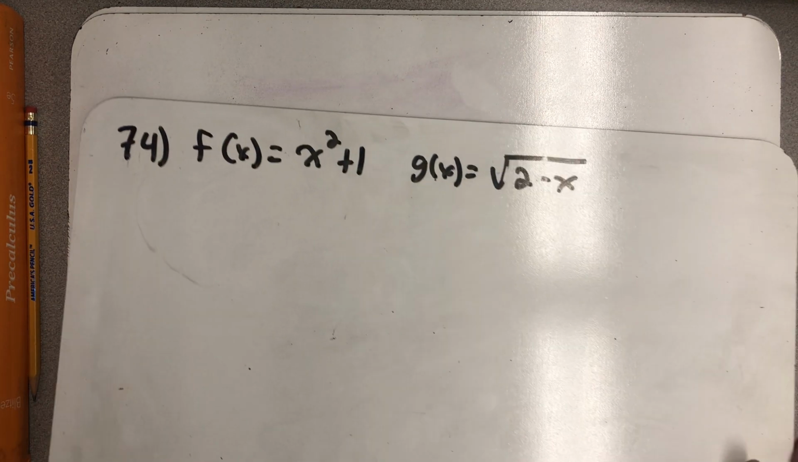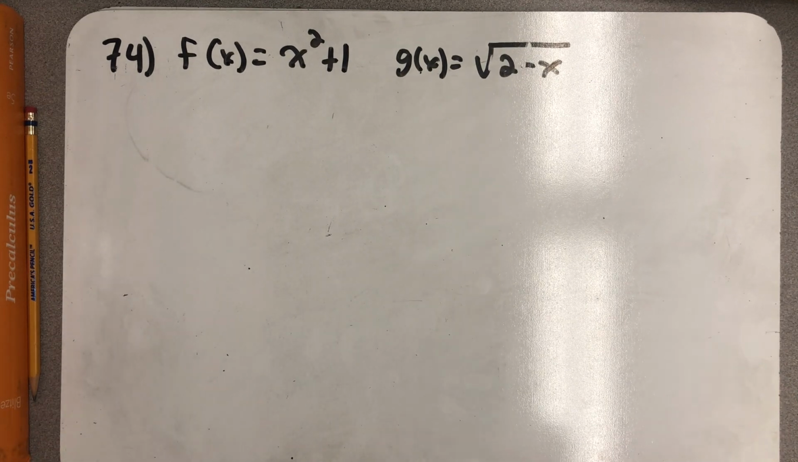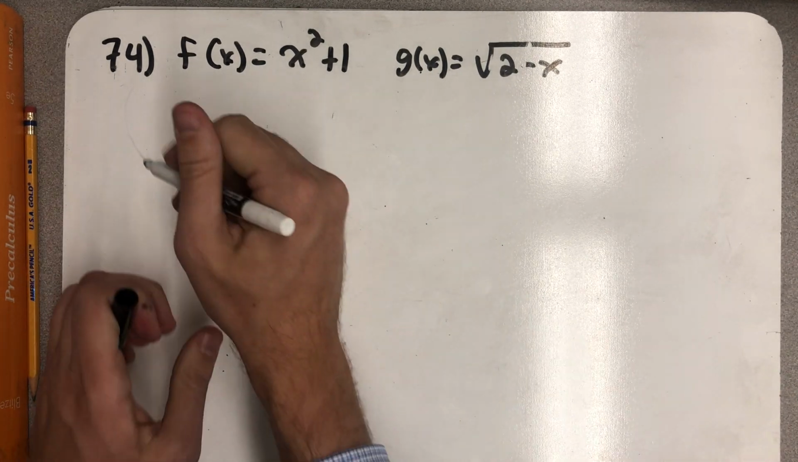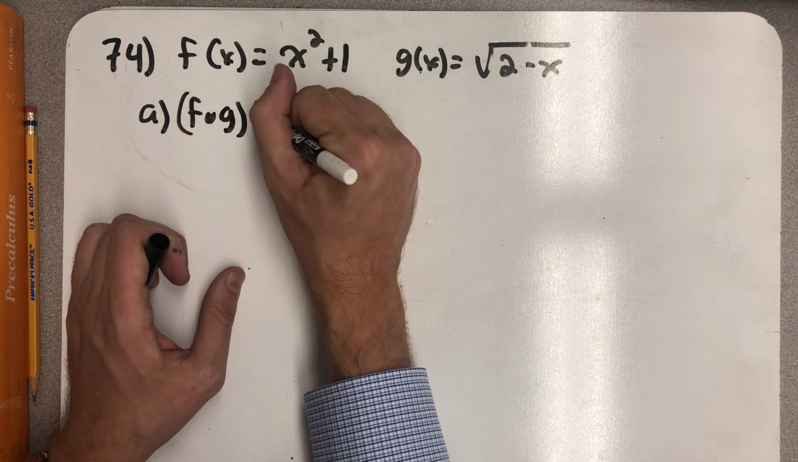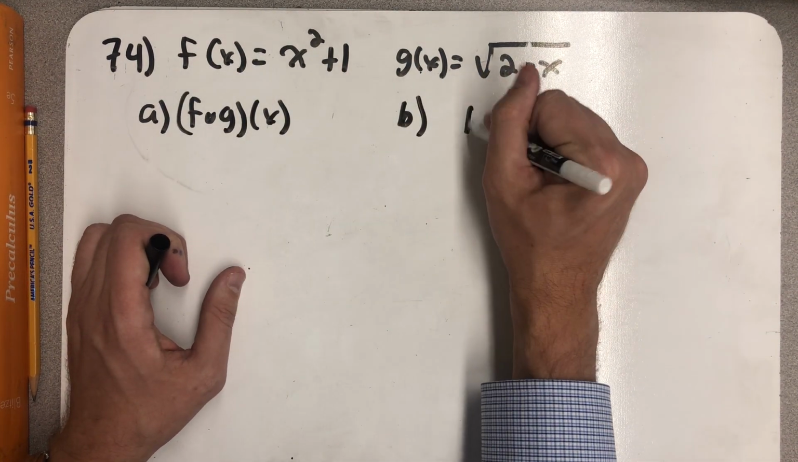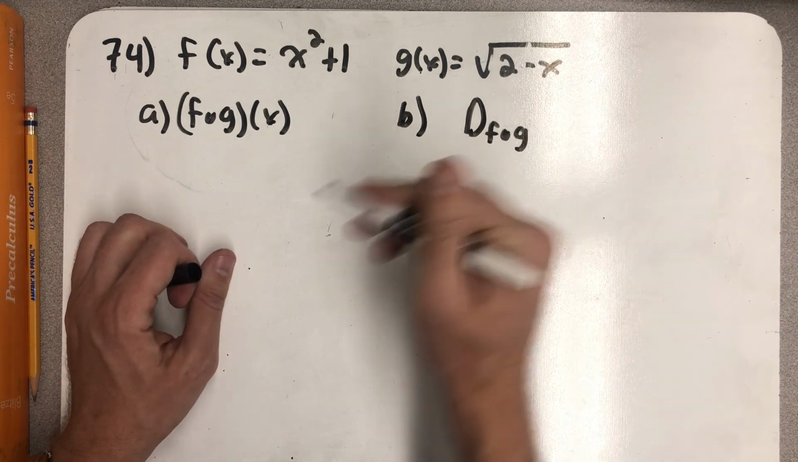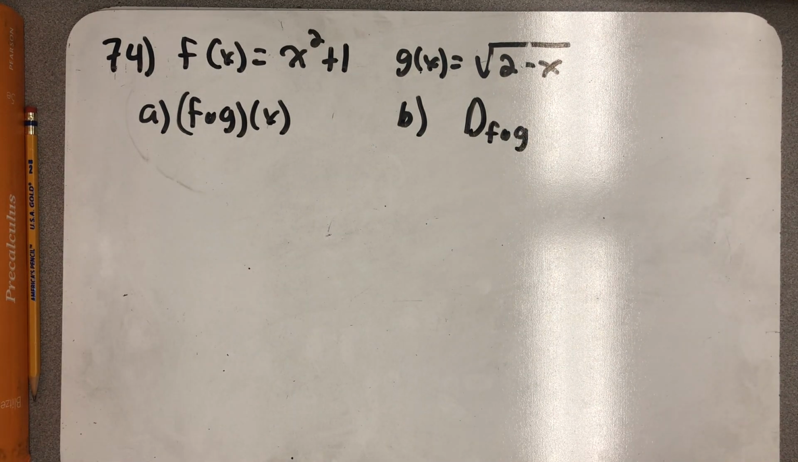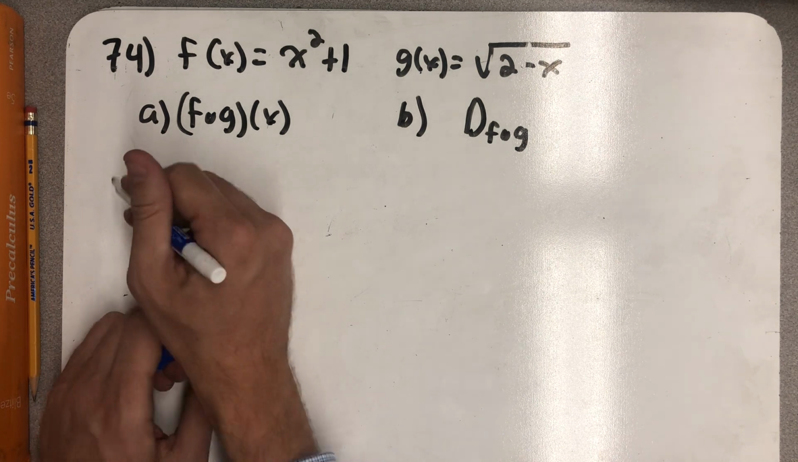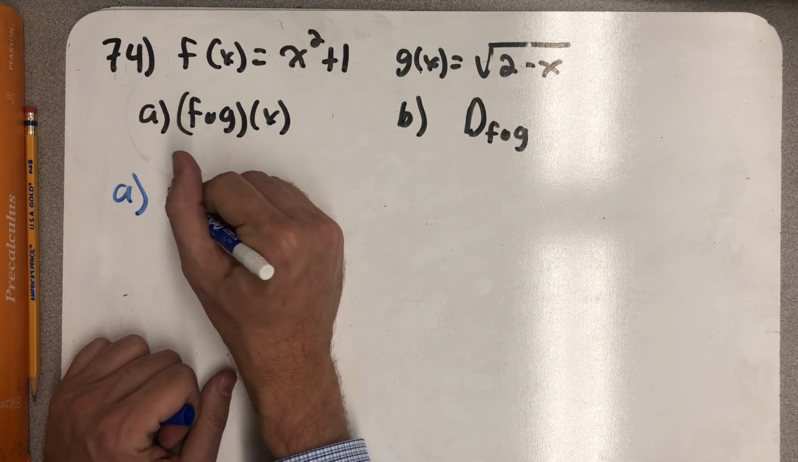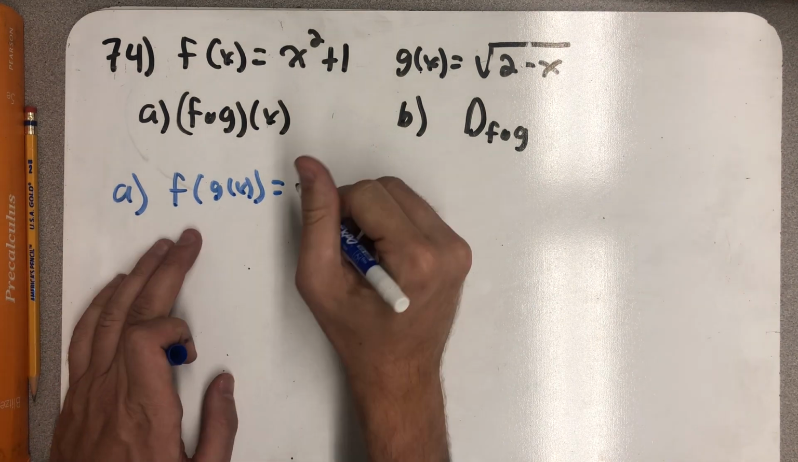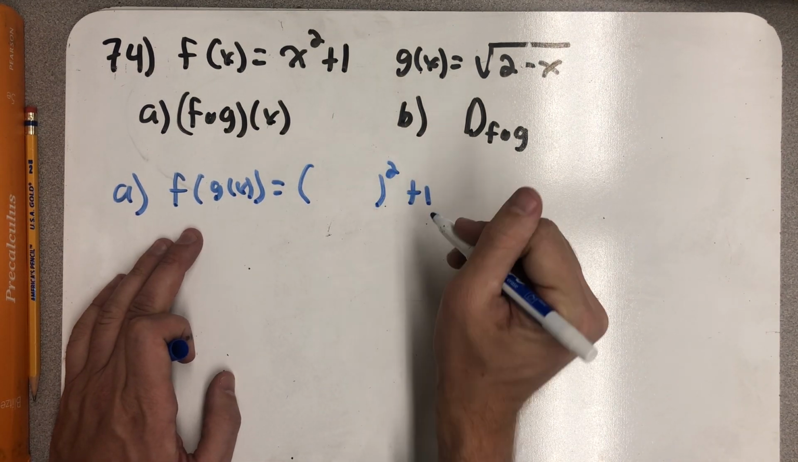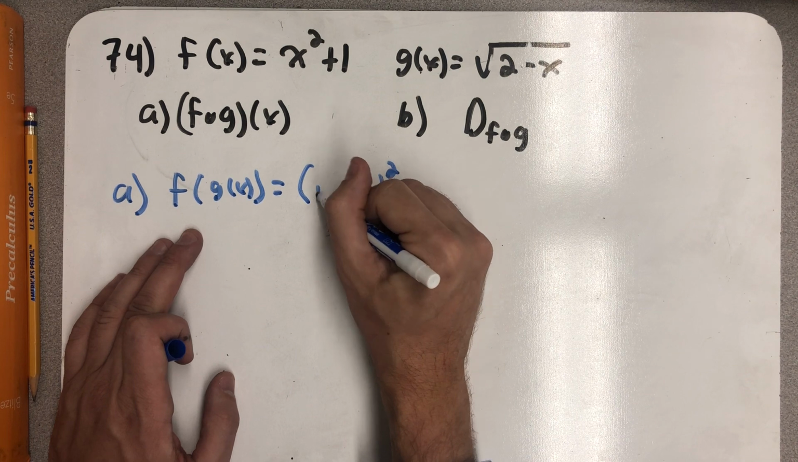Next up, number 74. 74 comes with the same instructions to find f composed with g and then its domain. I really like this one because it makes me think. In part A, I'm going to find f composed with g, f of g of x. The outside function is the squaring function plus 1. G of x goes in there.